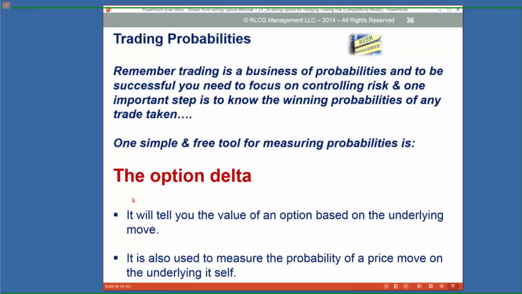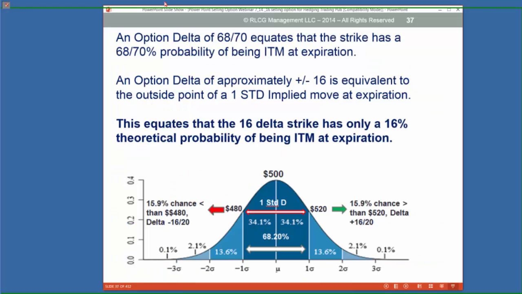Now, if you go to your option platform and you see a strike price that has a delta of 68 or 70, you can use that to equate to a 68 or 70% probability that that's where price will be at expiration. Okay, so that's a great way to know. Now, if you looked at an option delta and it's 16, then that's telling you there's only a 16% chance of that particular strike price being at that point at expiration.